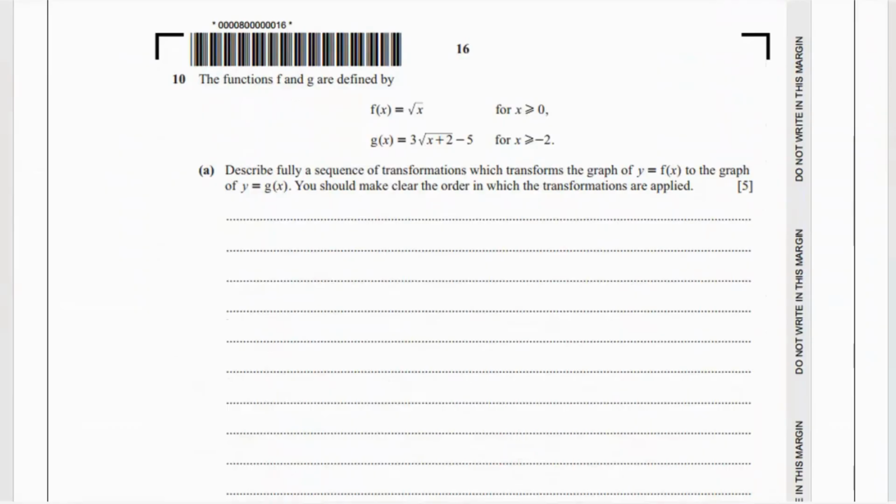So in this one, it says the function f and g are defined by f of x equals root x for x greater than or equal to 0, and g of x equals 3 root x plus 2, minus 5, for x greater than or equal to negative 2. We have to describe fully a sequence of transformations which transforms the graph of y equals f of x to the graph of y equals g of x. You should make clear the order in which the transformations are applied.